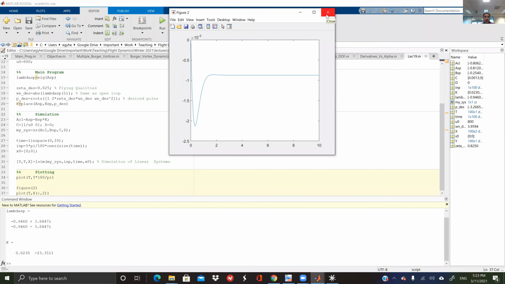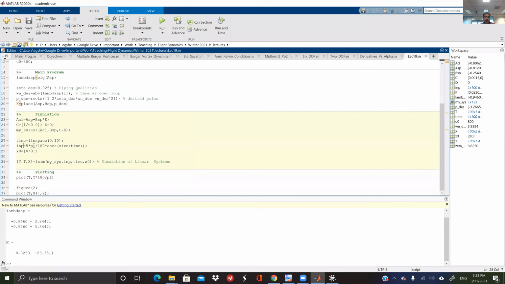Let's give, instead of this input, 0 inputs. So this is 0 actually. But I'm going to give an initial disturbance. Initial disturbance, 5-degree angle of attack, okay? So I'm going to give here 5 times pi over 180, this is a 5-degree angle of attack, but my first state is W, so I need to multiply by U naught. This is the initial disturbance.